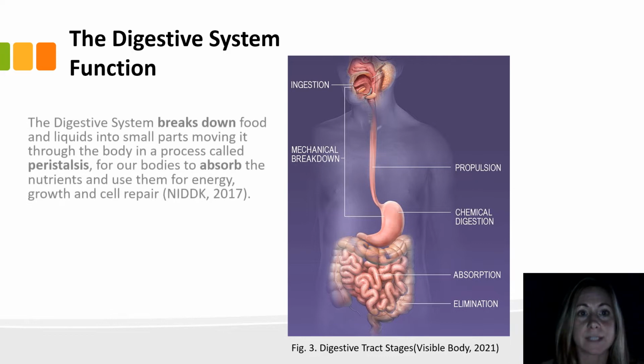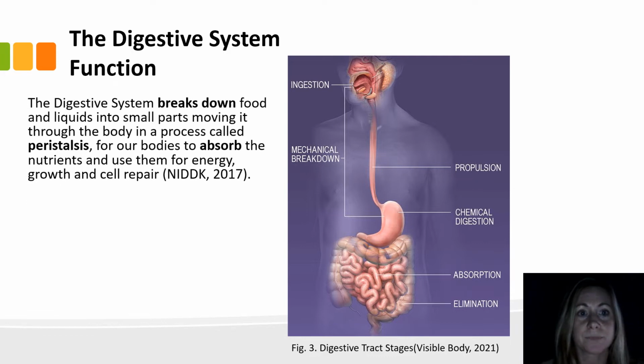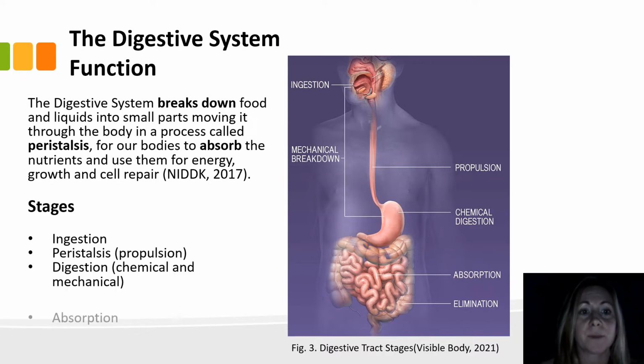Next, we take a look at the digestive system function. The digestive system breaks down food and liquids into small parts, moving it through the body in a process called peristalsis. This allows our bodies to absorb the nutrients and use them for energy, growth and cell repair.